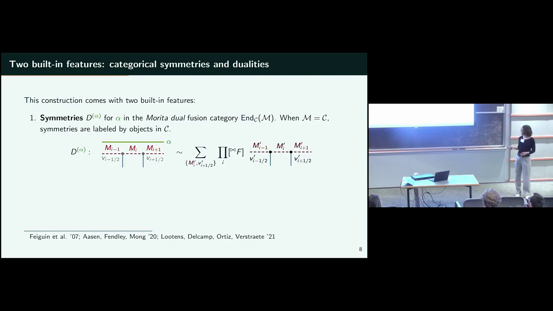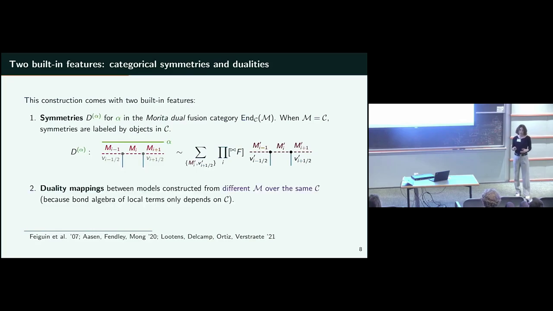So the symmetries are labeled by objects in the Morita dual fusion category, which, if we take the regular module category, is just like the fusion category itself. And pictorially, they correspond to having lines which are fused onto this fusion tree from above.